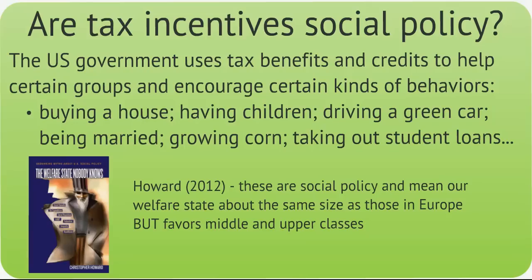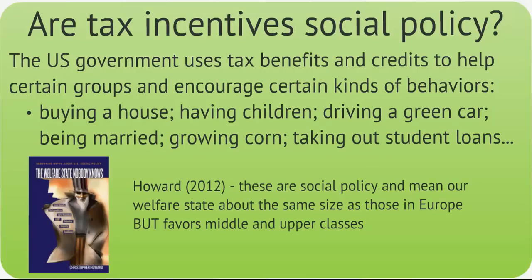On their face, these tax incentives look very different from other forms of social policy, but if you think about it, they do pretty much the same thing. They are the government giving more or less money to certain people. Howard argues that when we take these tax incentives into account, the American welfare system is actually a little bit bigger than the average. As an aside, he's a critic of this form of social policy and argues that instead of helping those who need it the most, the U.S. system of tax incentives tends to actually help those of the upper middle and upper classes.